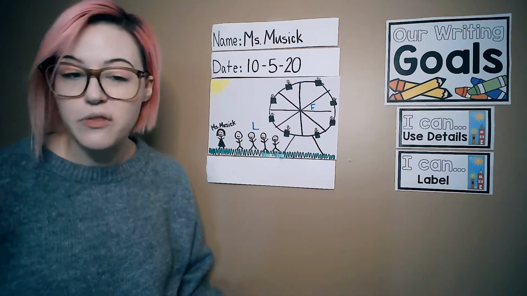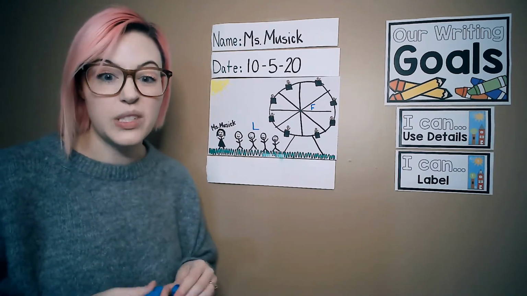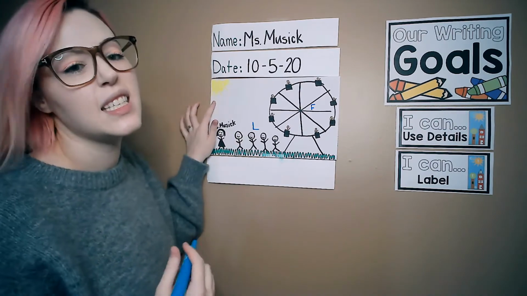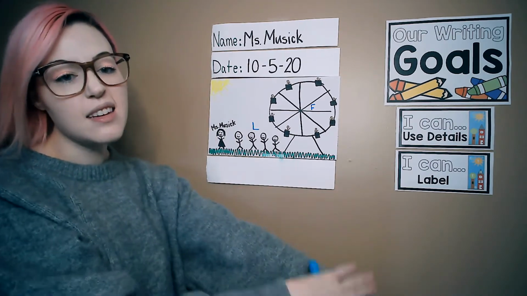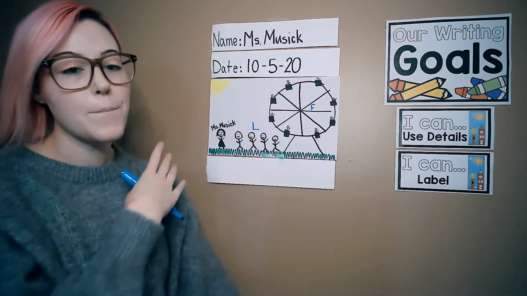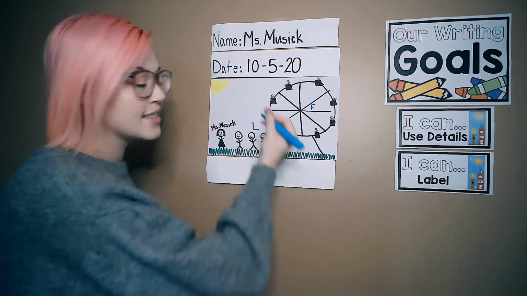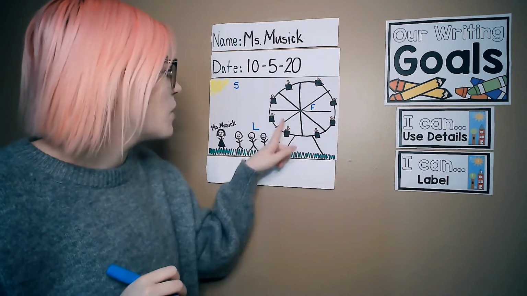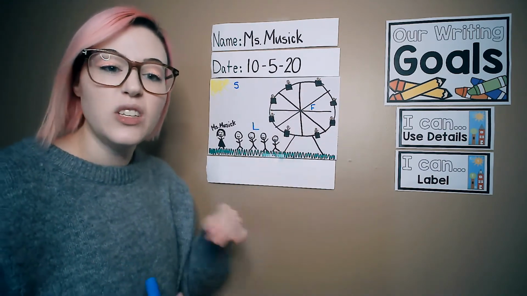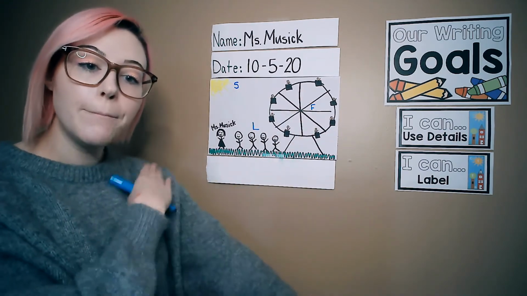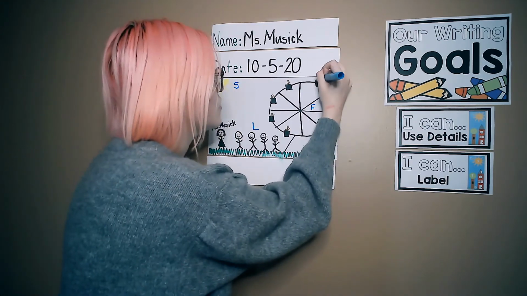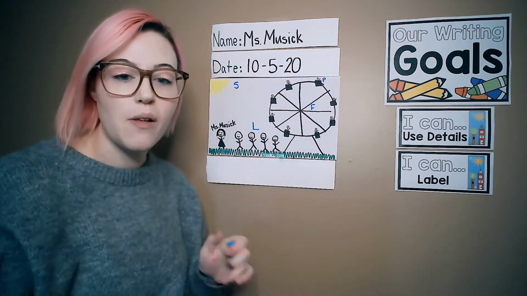So now I can add a few more labels because I added some more details to make sure my picture looked awesome. So this is the sun. Sun. S says, so I'm going to label sun with the letter S. And I want to label some of the people. So people. P says P. So I can go ahead and write a P for the people.